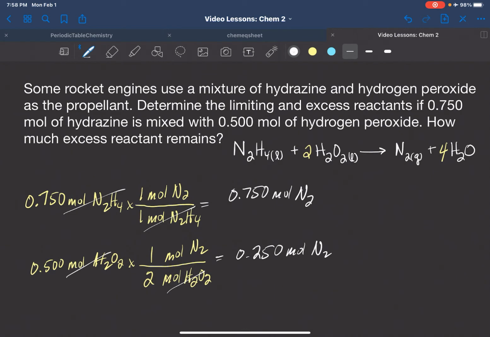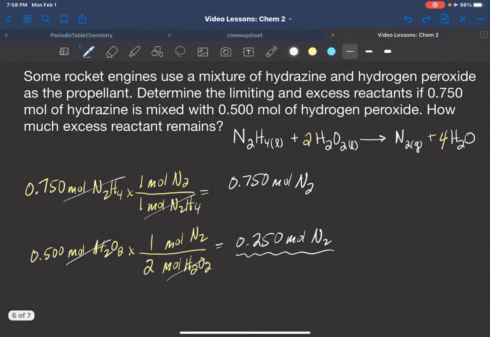So knowing this is our least amount, 0.25 moles is less than 0.75 moles. We have the exact same unit, which is why we can compare the 2 numbers. So with this, that lets us know that the hydrogen peroxide equals our limiting reactant. And I'm just going to abbreviate limiting reactant LR just because I don't have a lot of room, right?